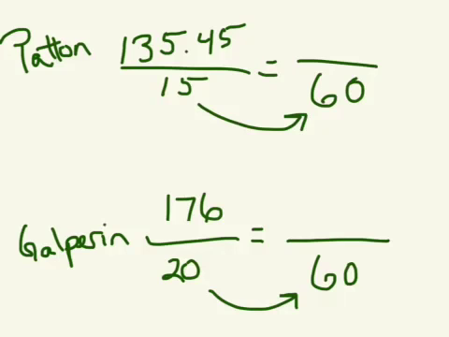So I'm going to change my color here. I've got to get from 15 to 60. So I need to think, what times 15 is going to give me 60? In this case, I know 15 times 4, 15, 30, 45, 60, will get me to that 60. And since I did that to the bottom, I'm going to do the same thing to the top. So I have 135 and 45 tenths times 4.